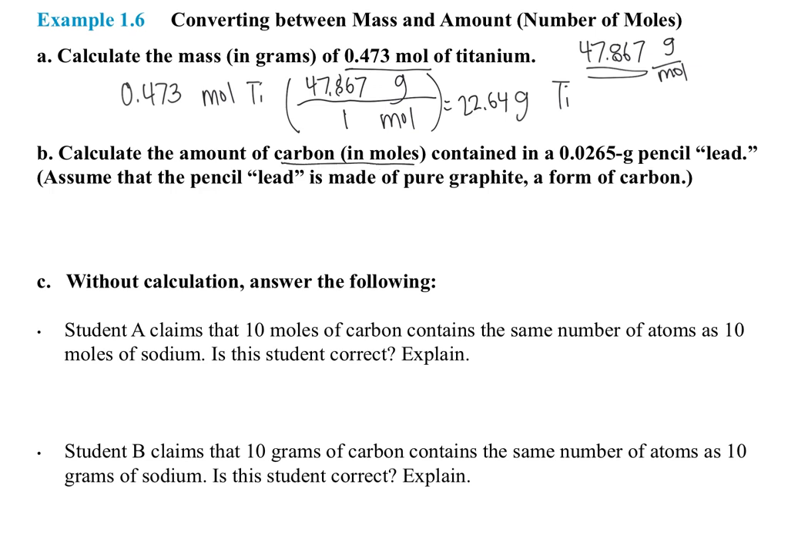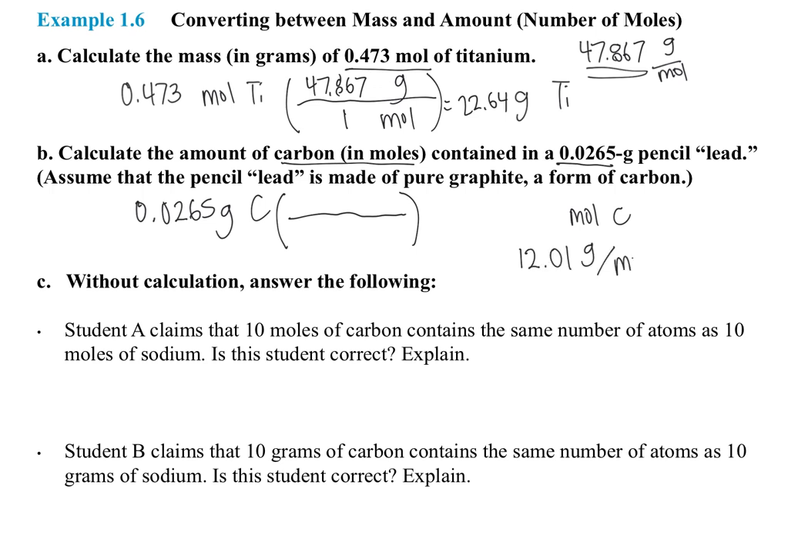Okay, so now let's calculate the amount of carbon. So we want to find the moles of carbon in 0.0265 grams of pencil lead, which is pure graphite, quote unquote pure graphite. So 0.0265 grams of carbon is what we have, and we want to get into moles of carbon. So once again, I'm going to use a conversion, and we're going to look on the periodic table to see that a mole of carbon weighs 12.01 grams, so that's the molar mass.